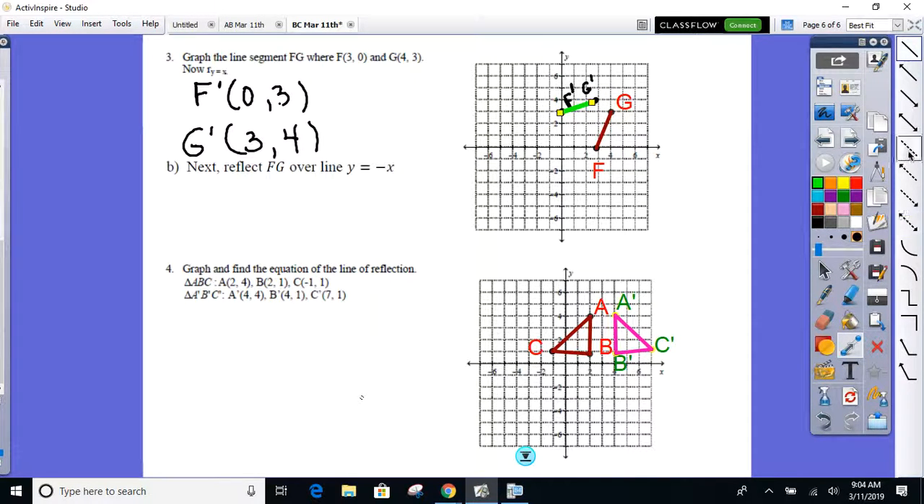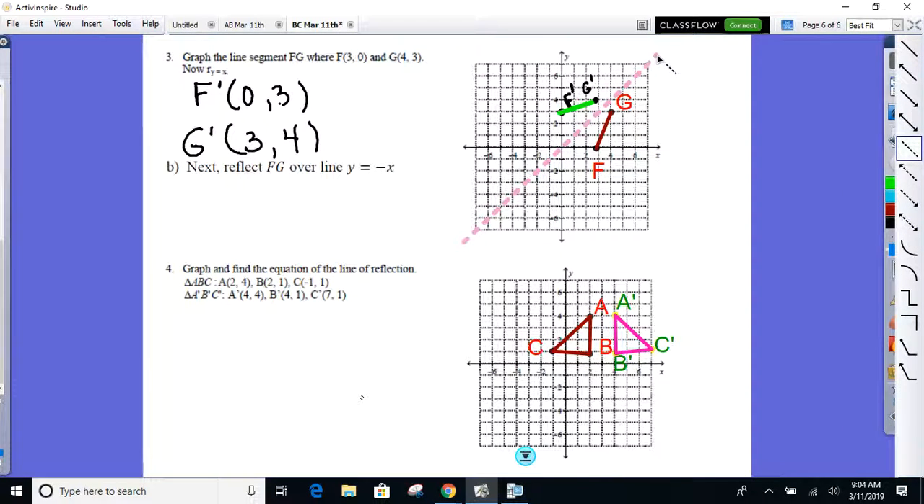And I don't know if anybody's thinking, they look so close. It didn't look like we reflected at all. But remember the line. What's the line look like? Right through the origin with the slope of 1. Yeah, we did. We reflected it over that line. Absolutely.